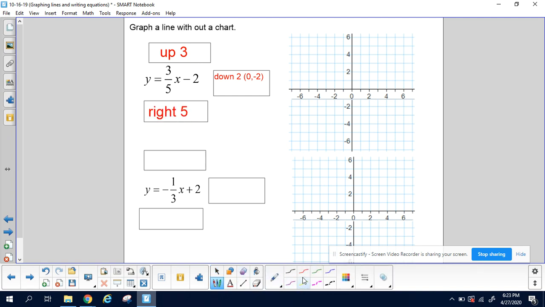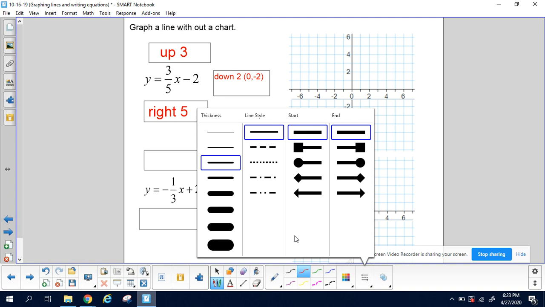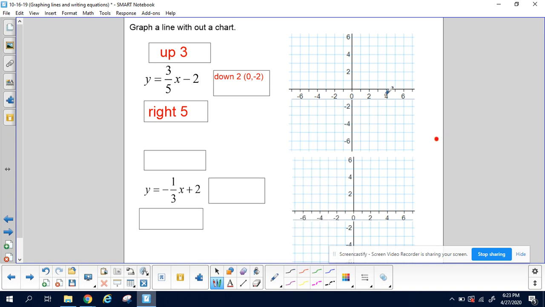All right, placing the dots on the graph. We're going to go down 2. So from our origin, 1, 2. Travel up 3, right 5 before you graph a new dot. So starting at that red dot, 1, 2, 3, 1, 2, 3, 4, 5, and draw the best possible line through those dots.